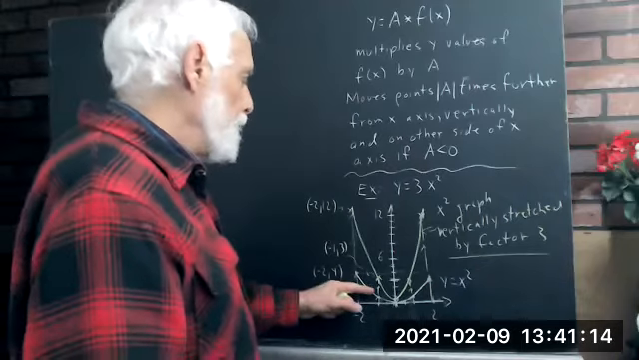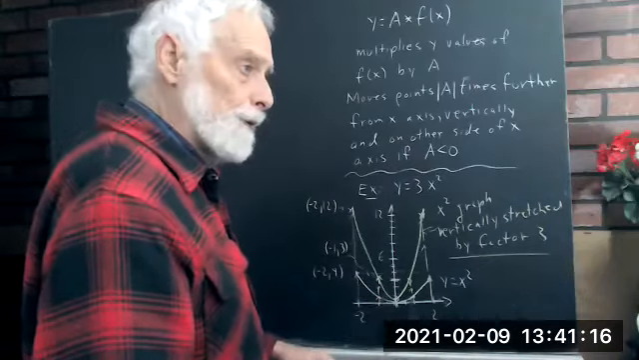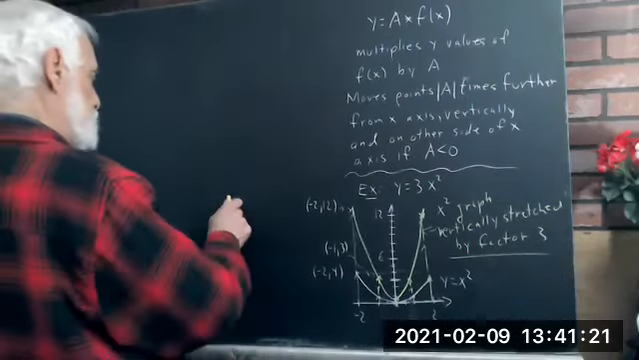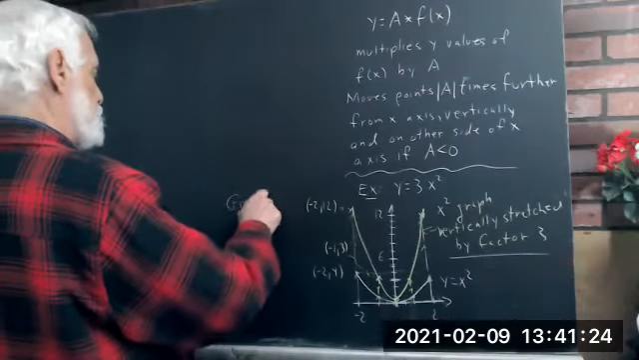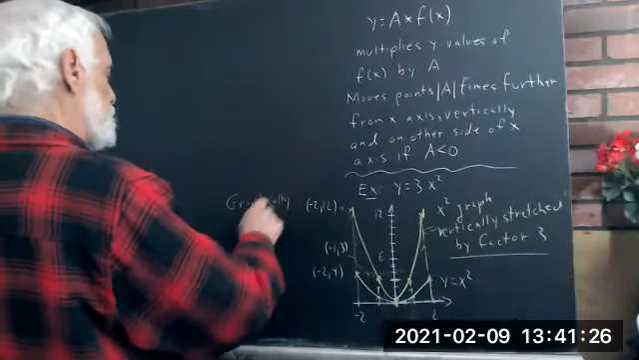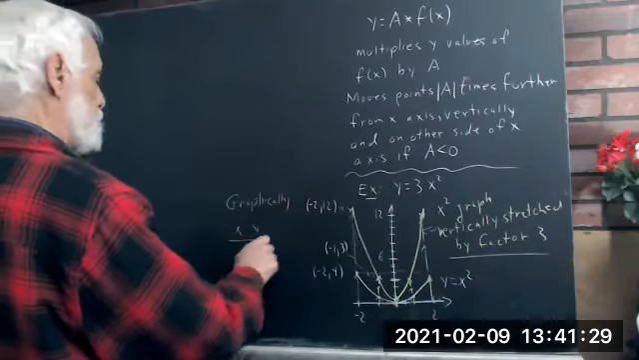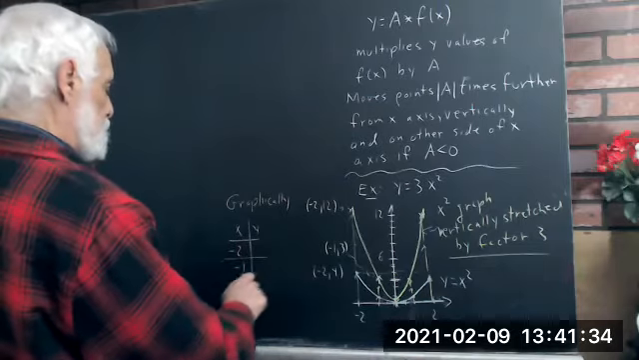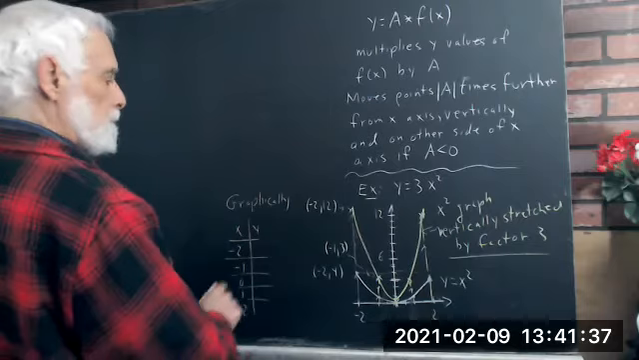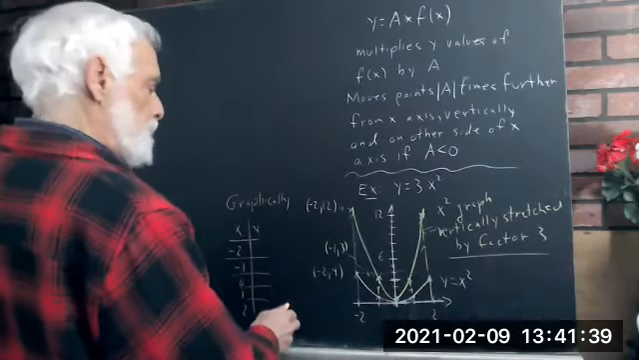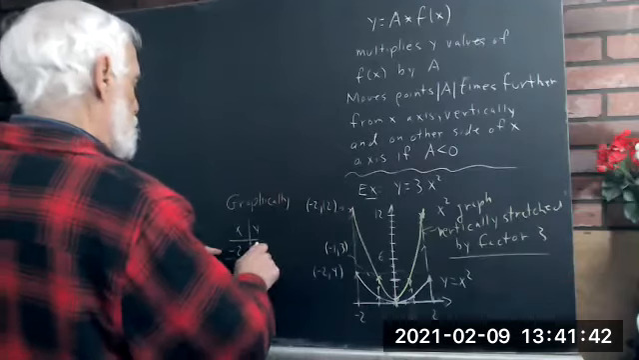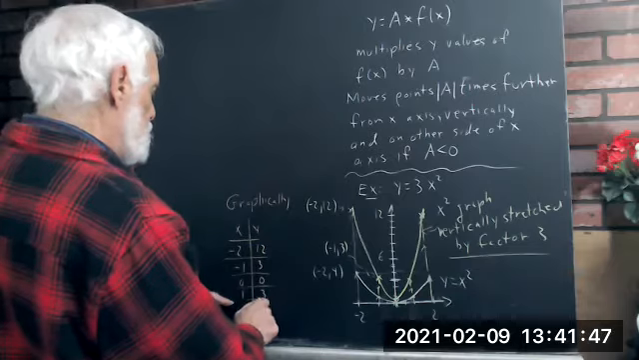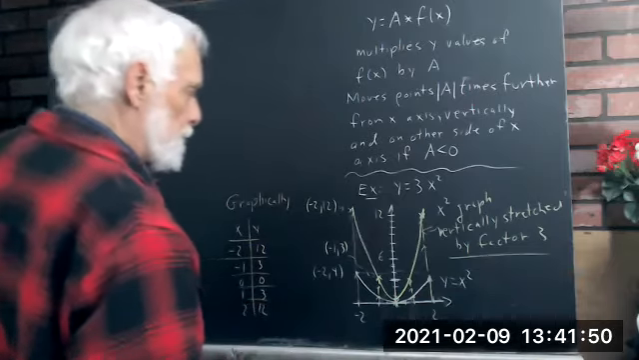We haven't calculated these coordinates, but graphically, we see that the points have to be -2, 12, -1, 3, 0, 0, 1, 3, and 2, 12.